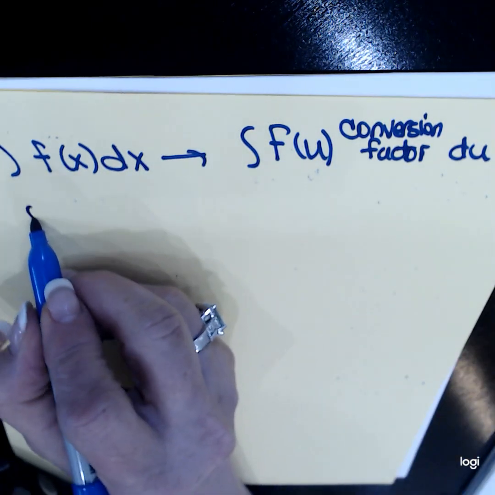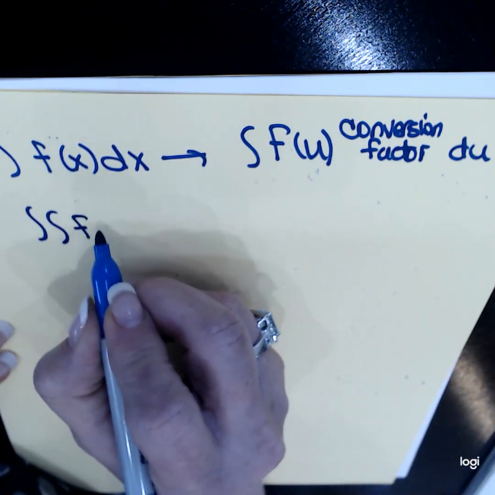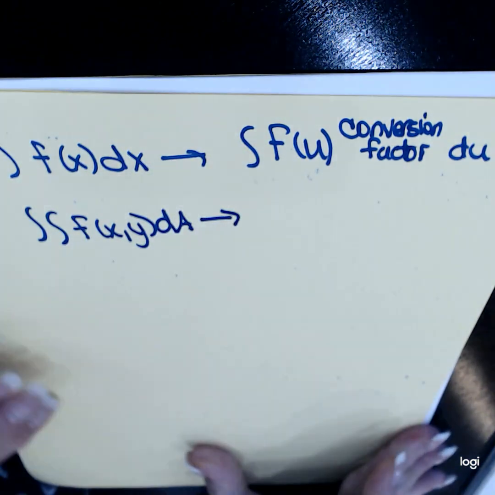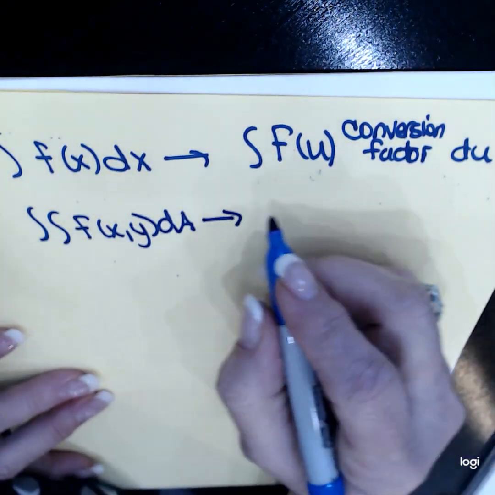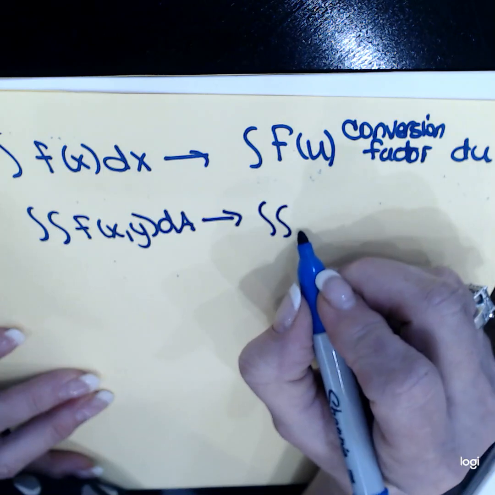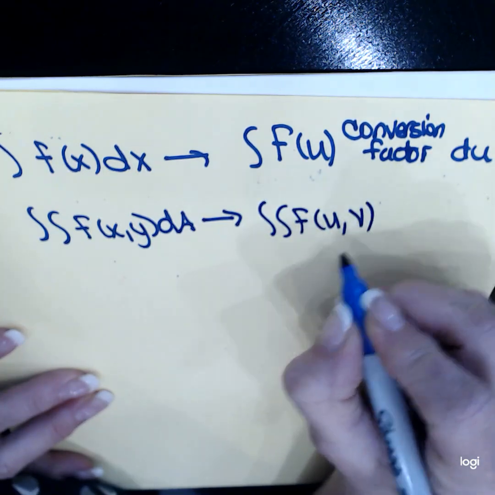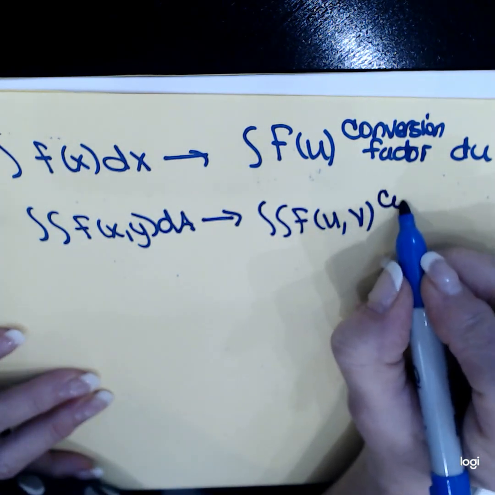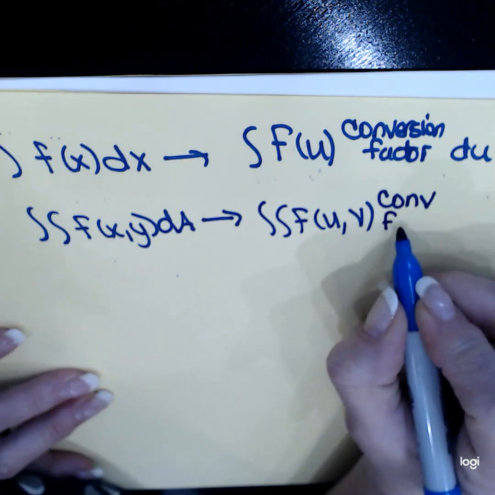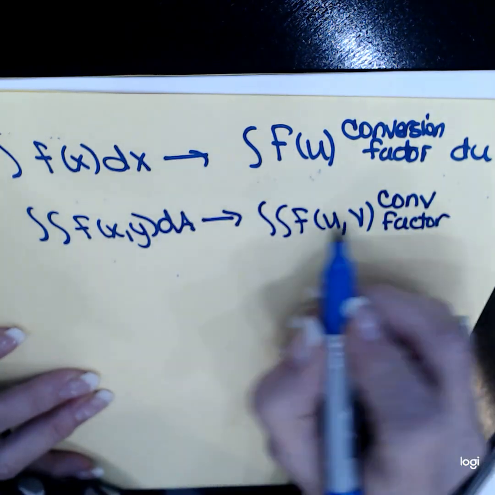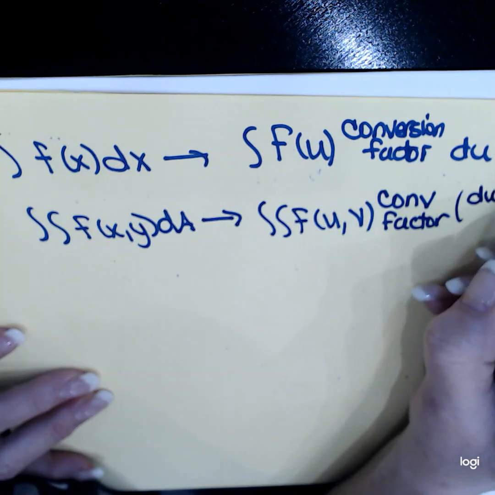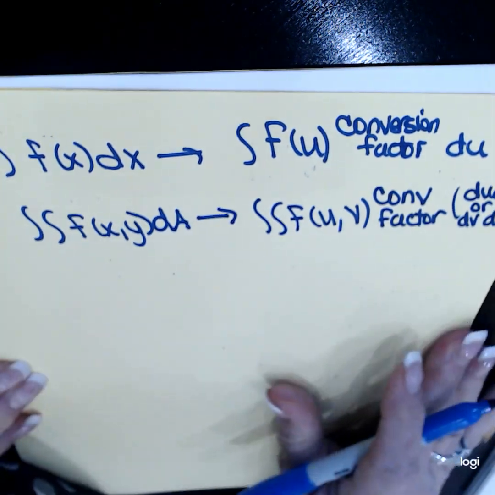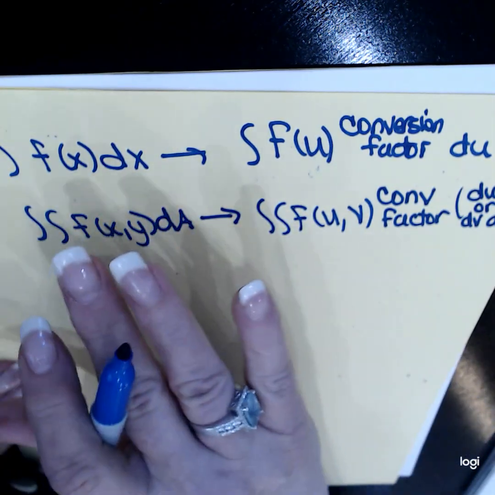If I look at the double integral of f of x, y, dA, and I want to do a change of variables or a substitution formula and convert this over to, for example, a function of u and v, I would rewrite my function of x and y as a function of u and v. Then I would multiply it by a conversion factor, and then of course the dA would become either du dv or dv du.